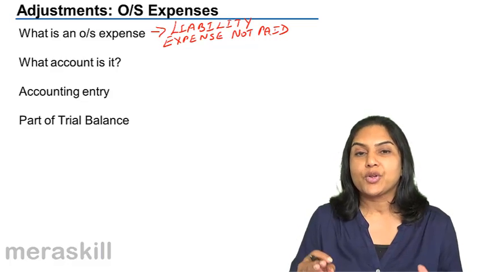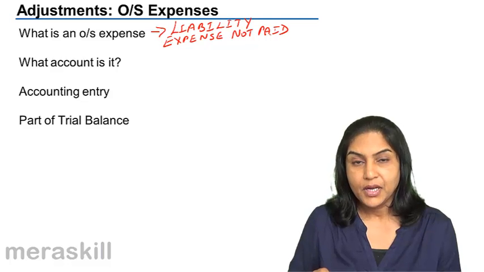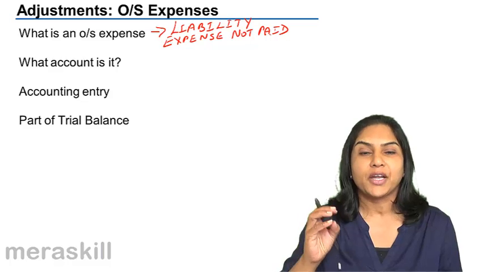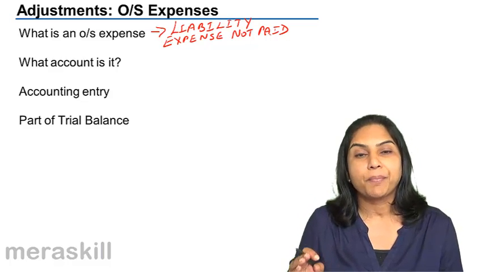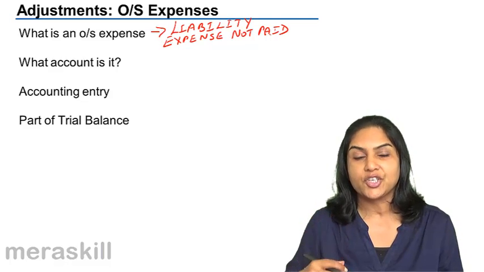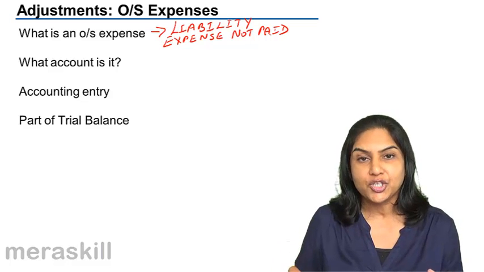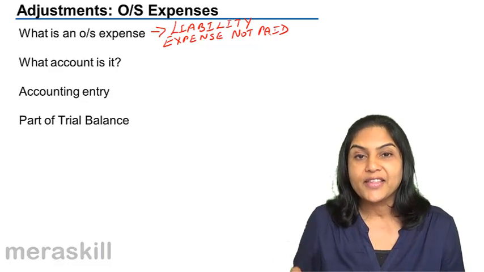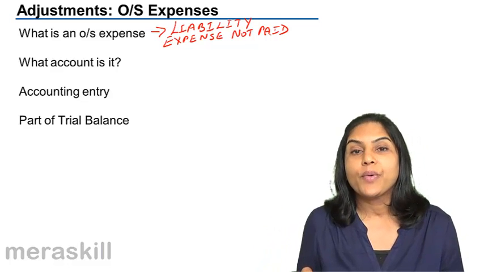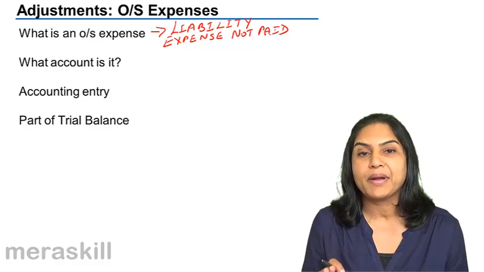Now, what happens when you come to the end of the year on 31st March? The salaries for March, let us take a figure of 40,000, is not paid because the organization pays it only on the 5th of April. However, on 31st March, the books of account are being closed. Therefore, this 40,000 must be recognized as an expense whether or not payment has been made.